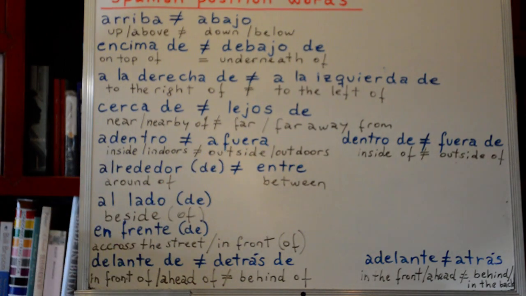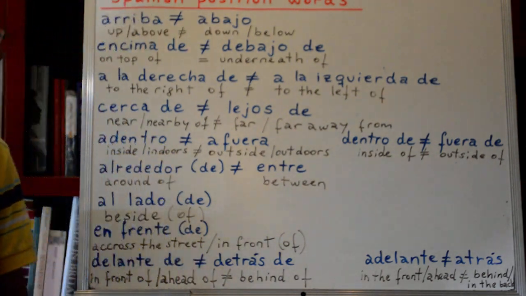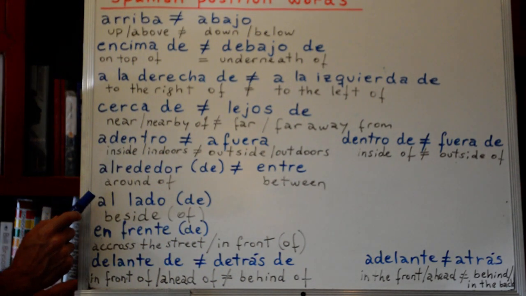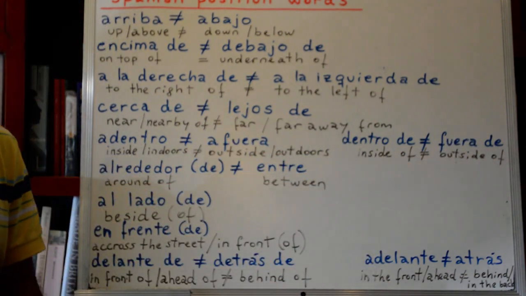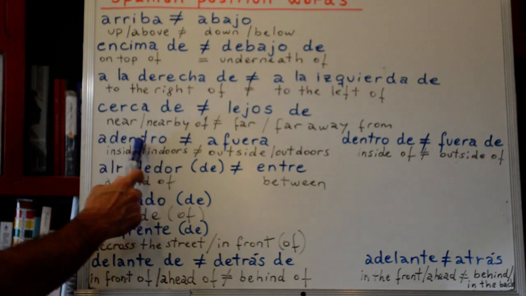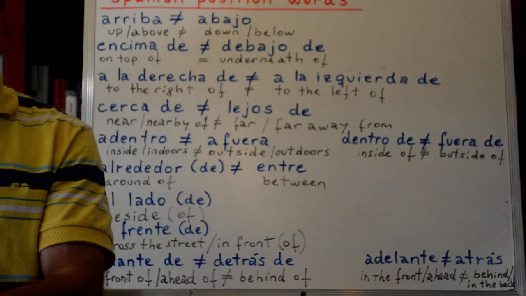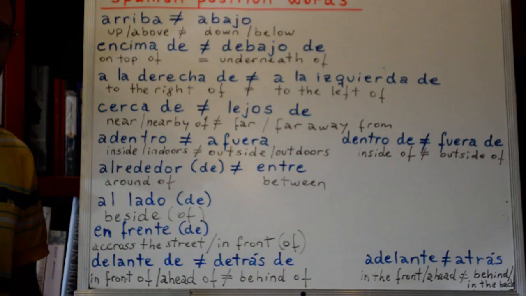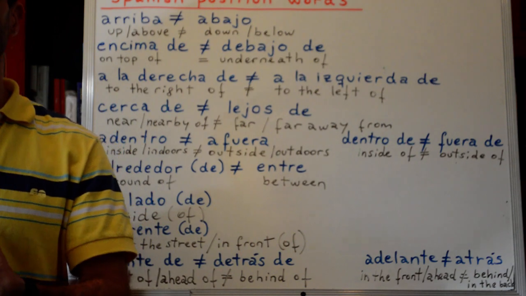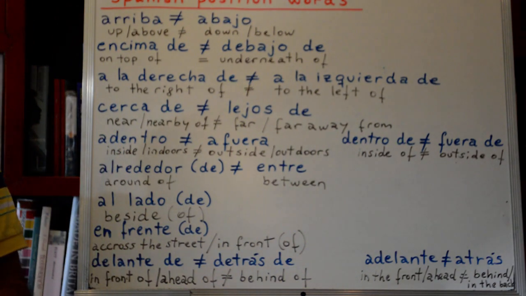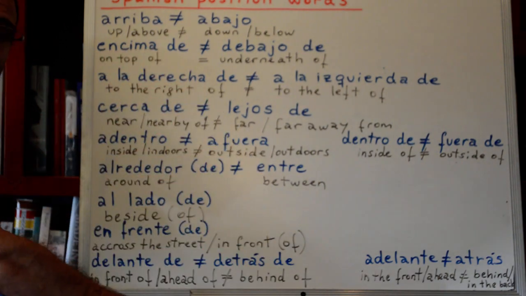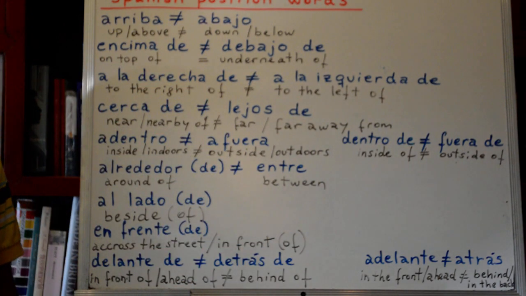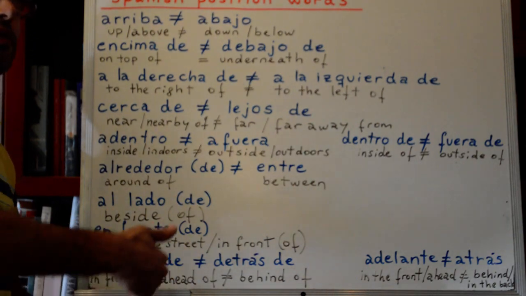Adentro and afuera. Adentro, afuera. What's the difference between adentro and dentro? Or afuera and fuera? Take a listen. Adentro means inside or indoors, okay? Example, yo estoy adentro, I am indoors, or I am inside. Actually, in English we would say indoors. El lápiz está adentro, the pencil is inside, okay? We are not specifying inside of something, right?